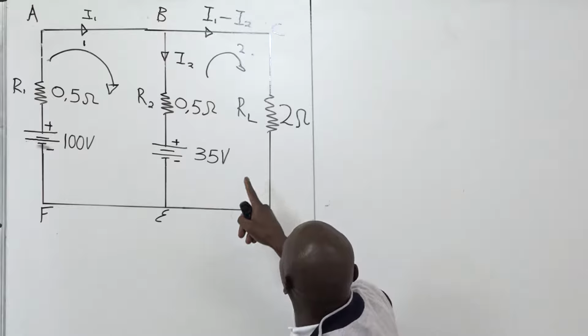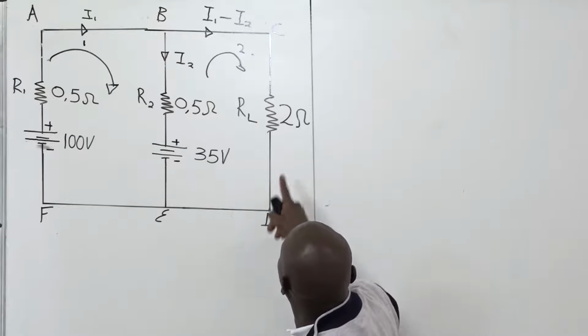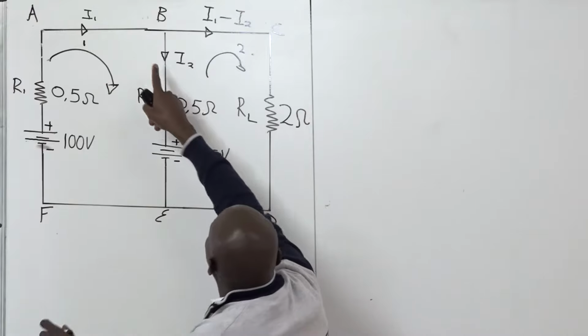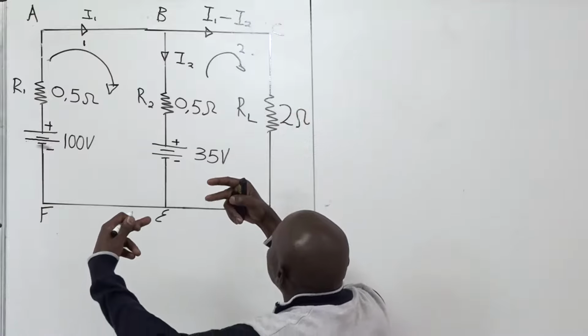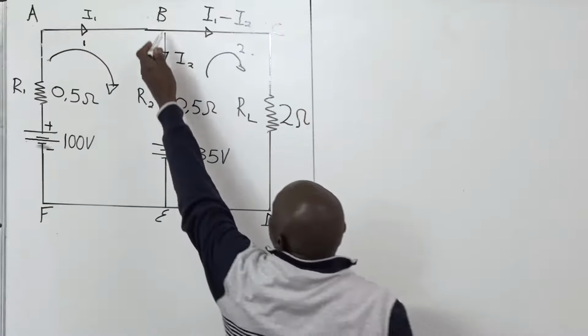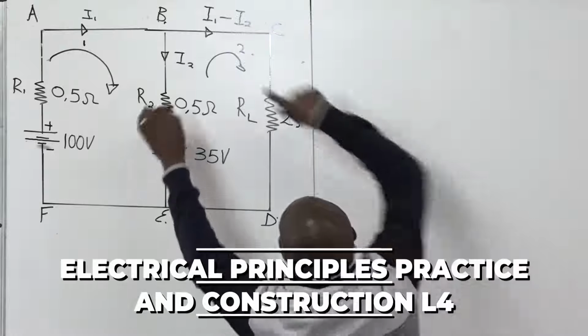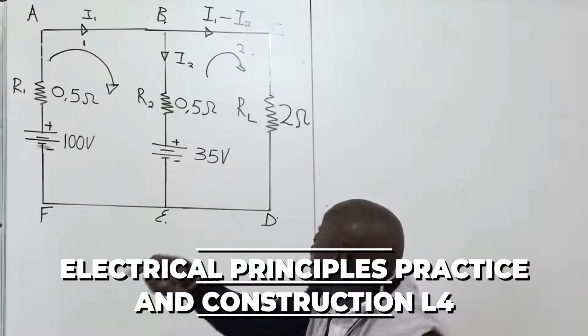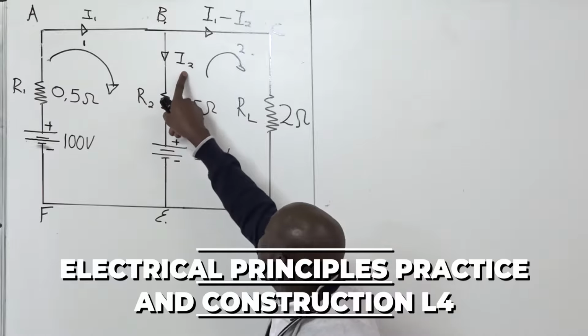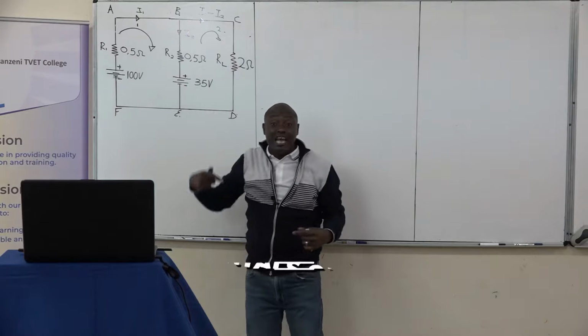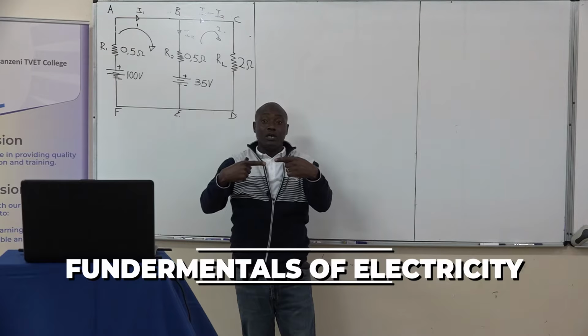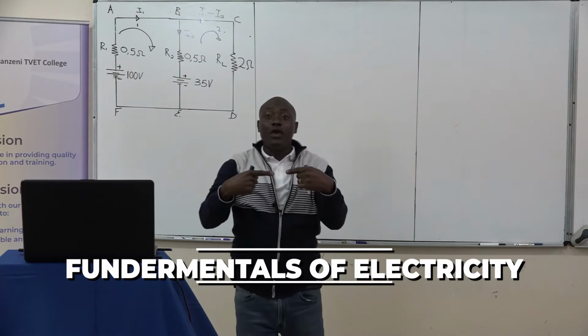If I'm going to choose the current that is opposing the directions, what is going to happen? Say B, E, D, C, B. I'm going to have a collision of the current of I2 and I1 minus I2. Now it's going to be a collision. So if it's a collision, obviously, what is going to happen?